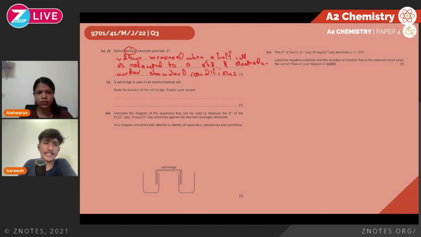A salt bridge is used in an electrochemical cell. Say the function of the salt bridge. So what the salt bridge does is that the ions move through the salt bridge. Okay, so over here you've got ions, they move through the salt bridge.